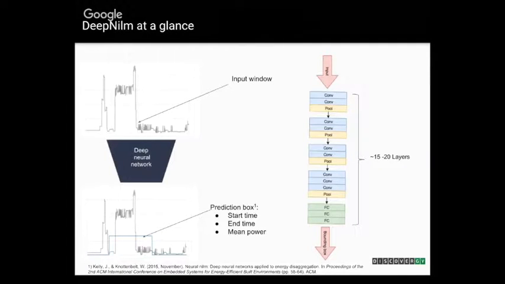So just an overview of our approach here. We use an input window of the aggregate data, and we train an appliance level classifier to predict 3 things. One is the start time, the end time, and the mean power of the appliance during that window. We use convolutional layers heavily in our network, and networks are usually 15 to 20 layers deep.